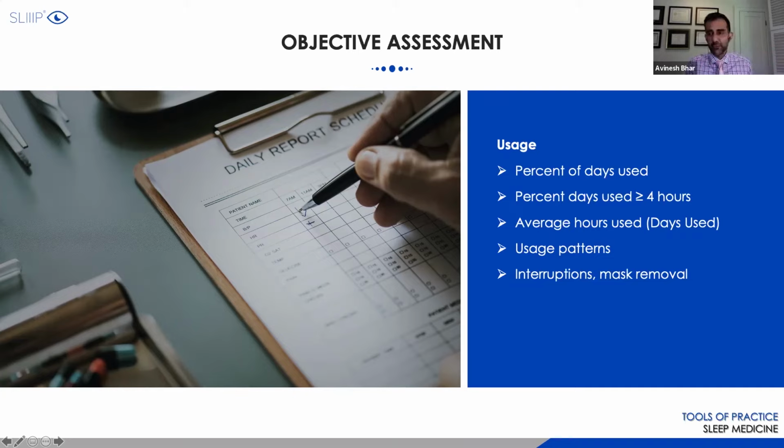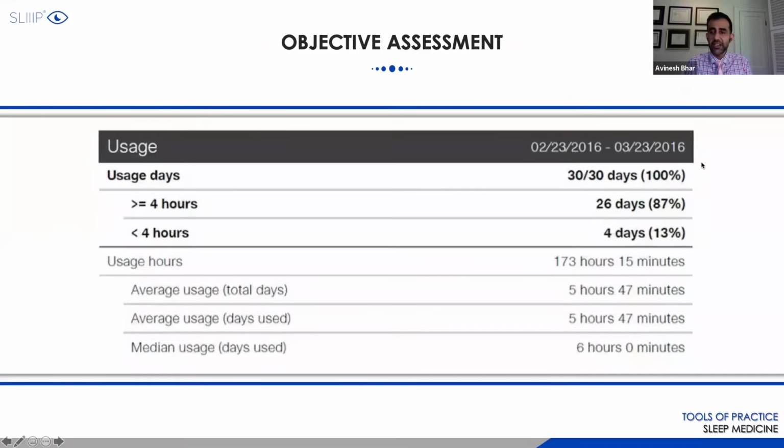You want to see what the usage patterns are. Let's say weekends they're skipping it, or certain weekdays they're off, and try to figure out what's going on with them. But generally you want to see usage above 70%, and that 70% usage has to be above the 4 hours. And you'll see it over here. Usage days above 4 hours, 87%. Now this is a grade 1 patient at 30 over 30 usage days. 4 days, they use it for less.